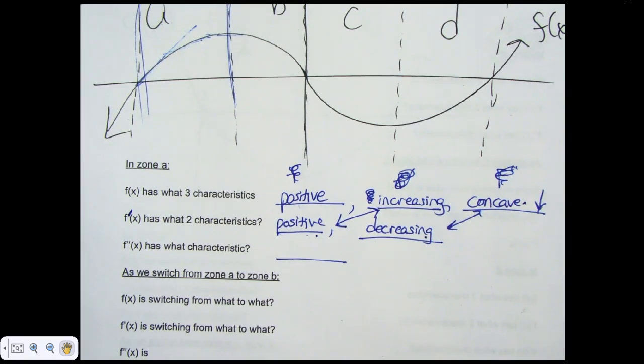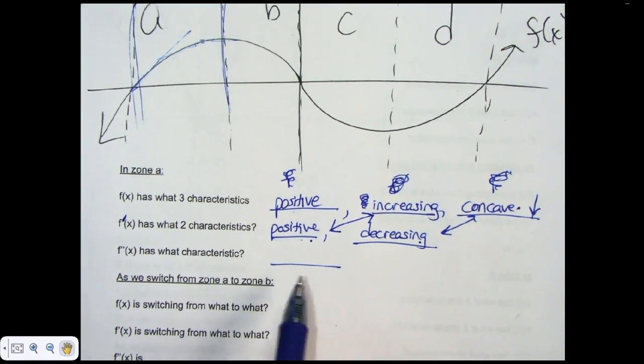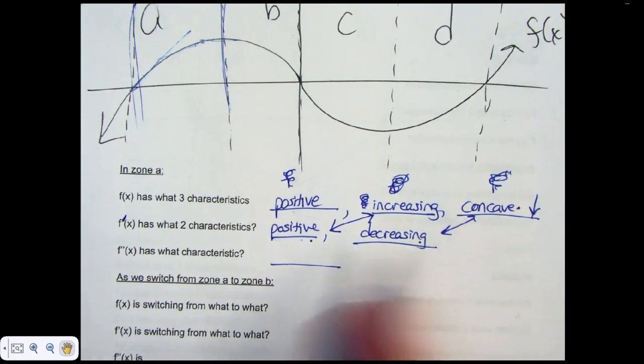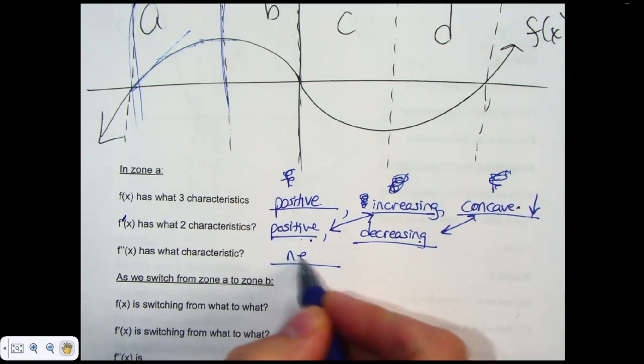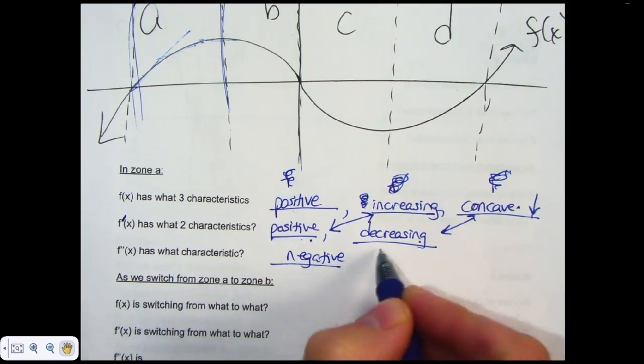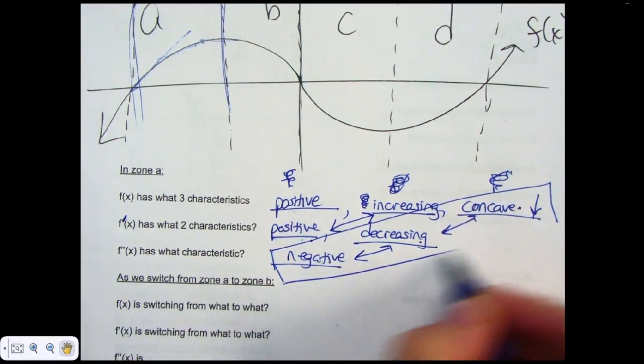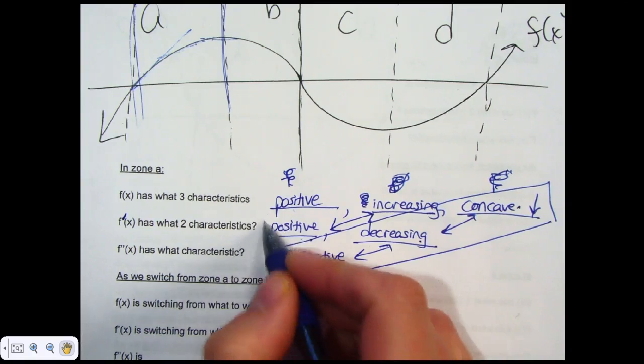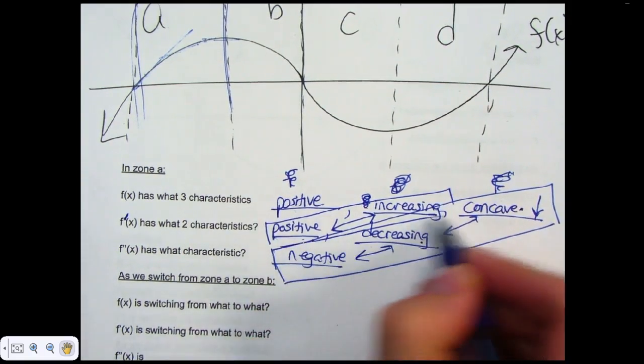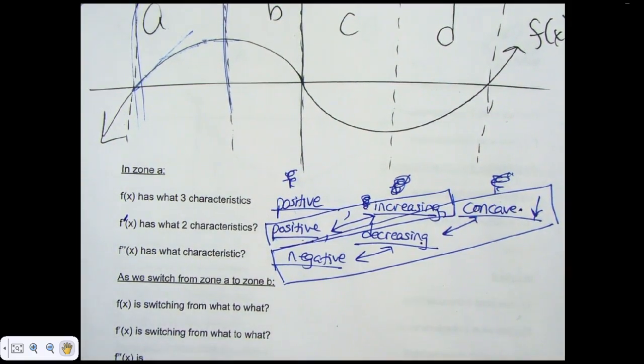How do we know that? You can't say the word "it." Yeah, so there's two ways you can say it. You could say because F prime is decreasing or because F is concave down. F double prime is negative. And so these three things are all the exact same statement. These two things are the exact same statement.